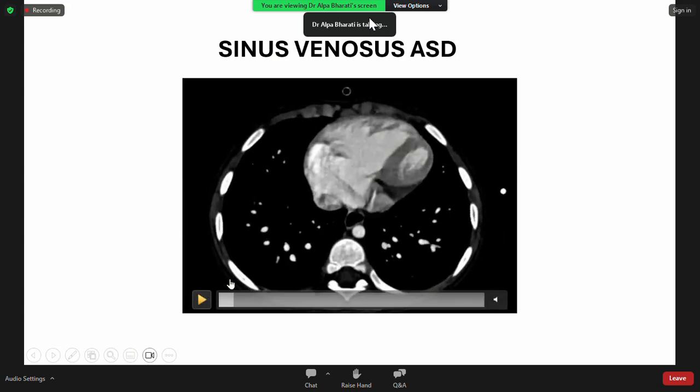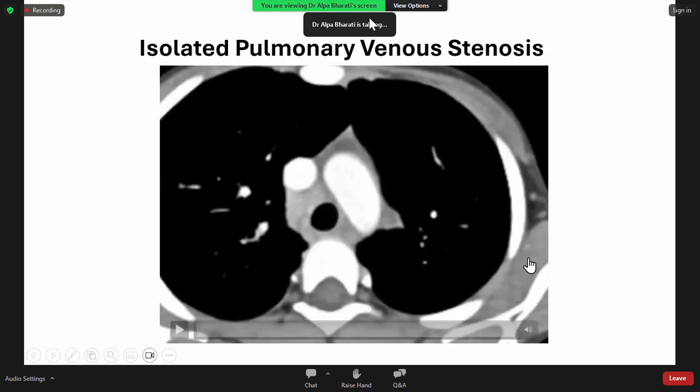So this is sinus venosus ASD. You have to mention the size of the defect and the pulmonary veins which are draining along the defect, as well as if there are any additional pulmonary veins which are draining into the corresponding SVC. So that also needs to be mentioned. Again, you can see other findings of dilated right heart and pulmonary hypertension; all those will be present. Then next we will go on to isolated pulmonary vein stenosis.